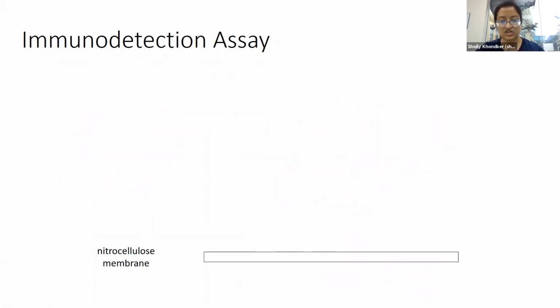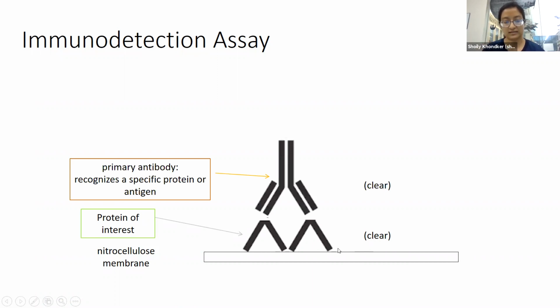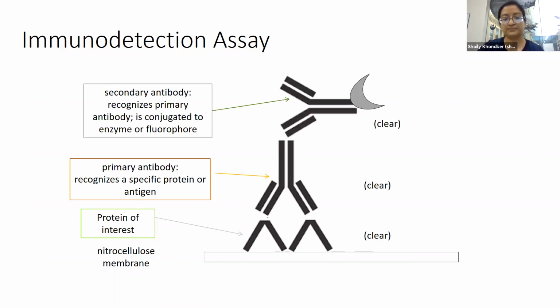So an immunodetection assay uses these antibodies on the nitrocellulose membrane. You start off with a nitrocellulose membrane that has all your proteins on it. Your protein of interest should be on the membrane, and at this point it's not visible. To the membrane, you then add what's called a primary antibody. This recognizes the protein of interest or an antigen that's attached to the protein of interest. This primary antibody is also not visible.